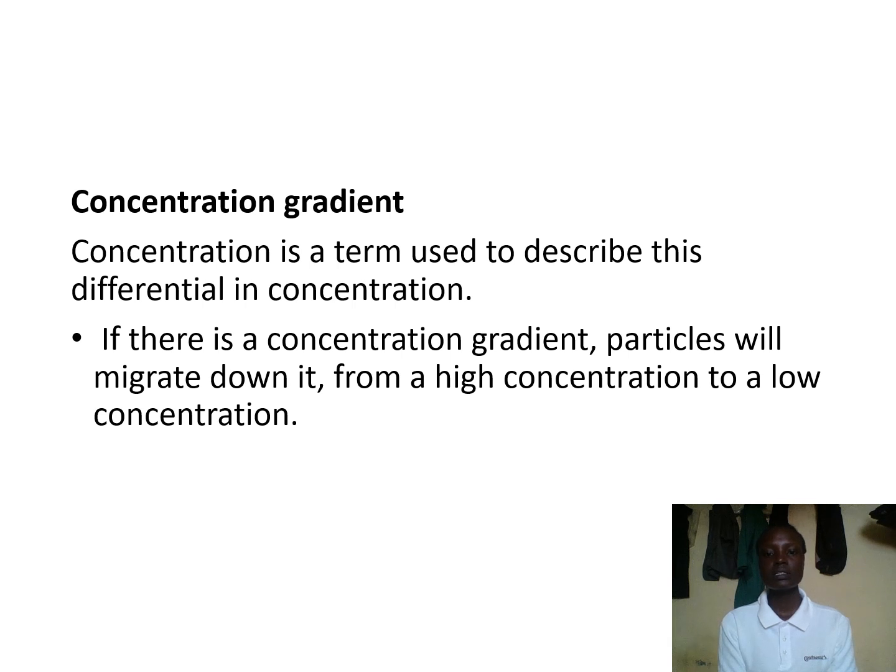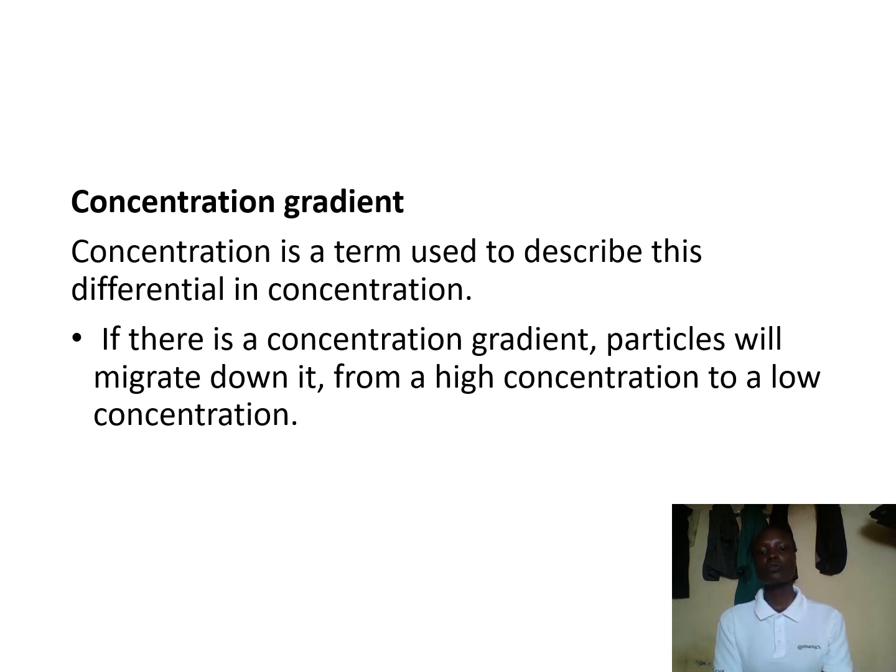Concentration gradient is the term used to describe the difference in concentration. For example, we can say the liquid is highly concentrated, the liquid is slightly concentrated. If there is a concentration gradient, particles will migrate down it from a high concentration to a low concentration. For example, let's take the example of ammonia.